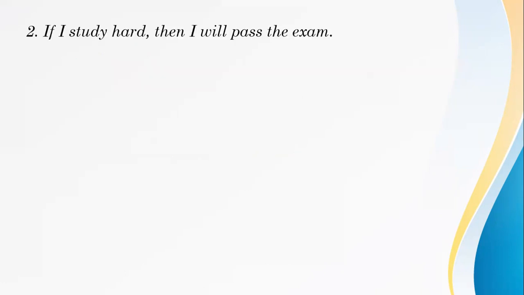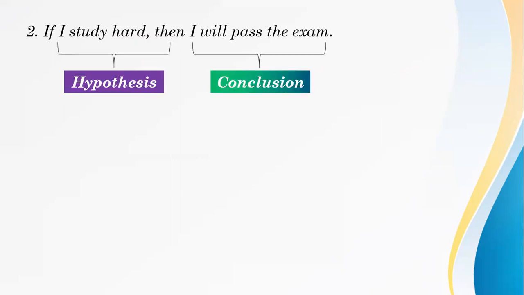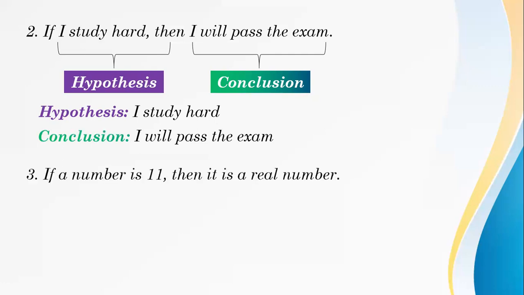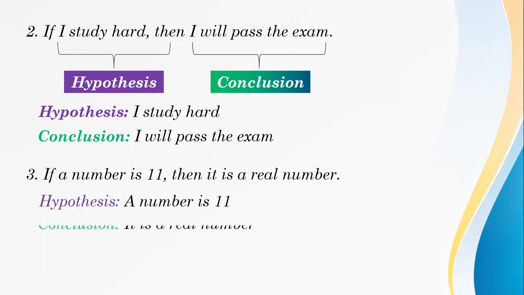Next, number two, if I study hard, then I will pass the exam. So your hypothesis, I study hard, then the conclusion, I will pass the exam. And number three, if a number is 11, then it is a real number. Your hypothesis, a number is 11, and the conclusion, it is a real number.